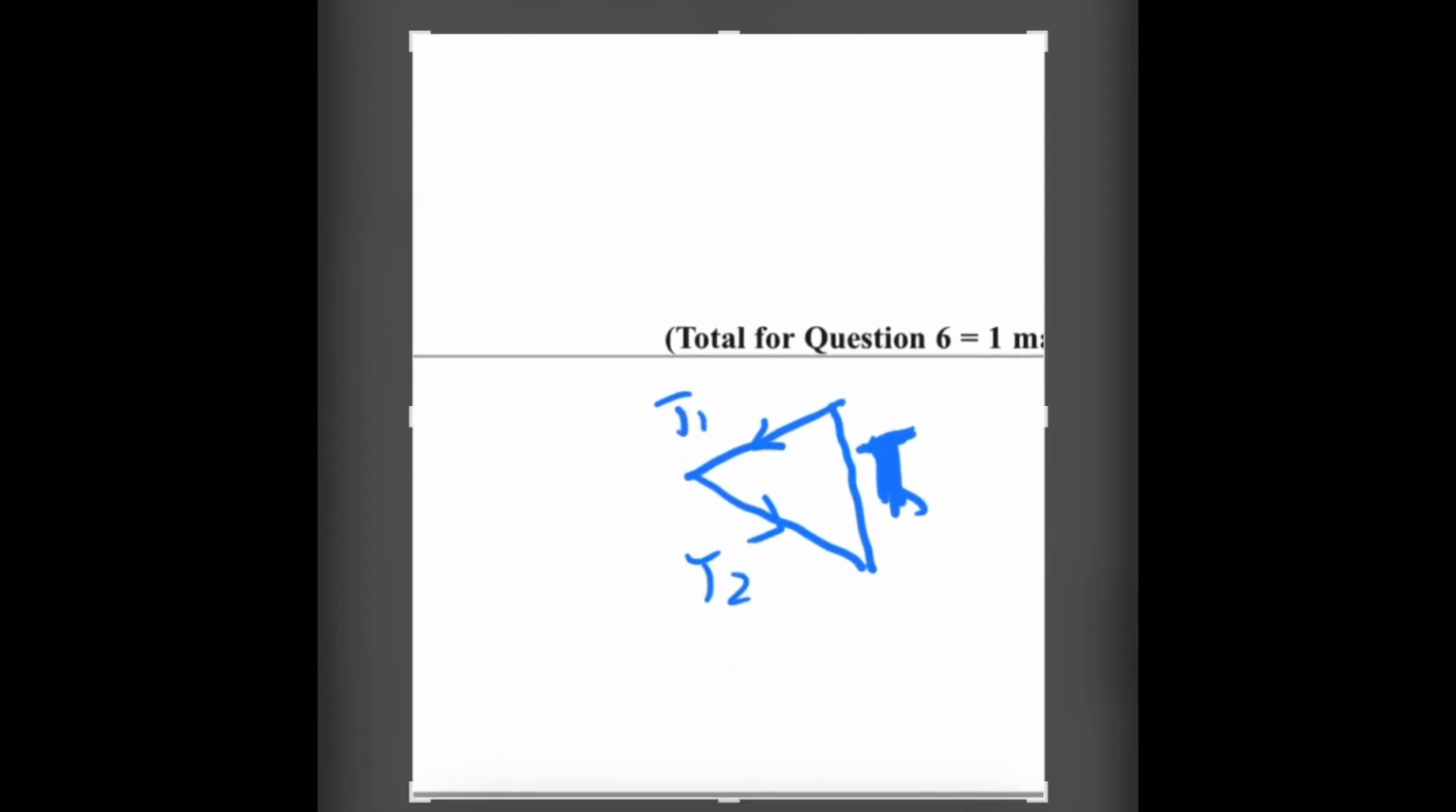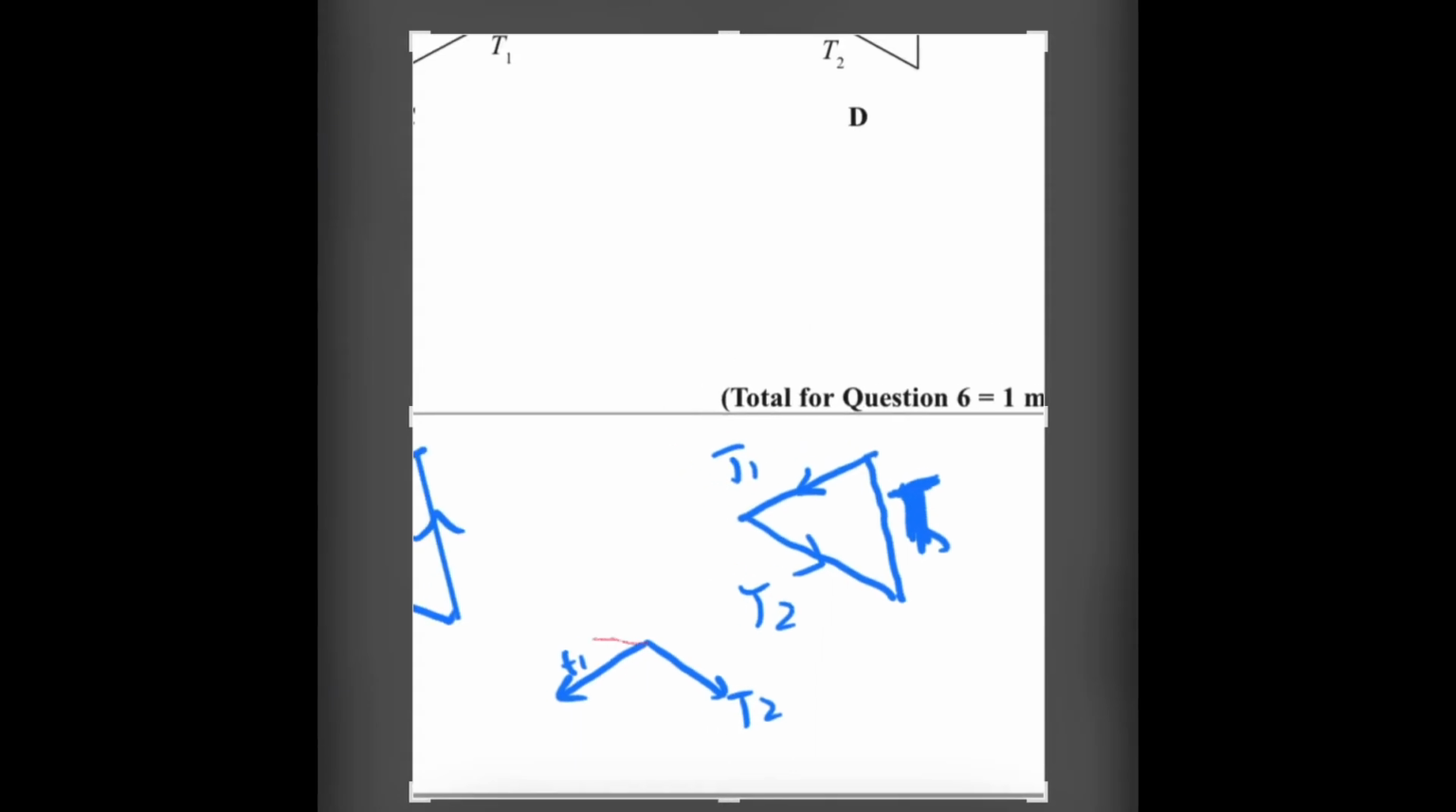Since we know that there is T1 and there is T2, we can see that there is a horizontal component in this direction for T1 and a horizontal component in this direction for T2. So the horizontal components of T1 and T2 cancel out, but the vertical components of T1 and T2 add up, right?